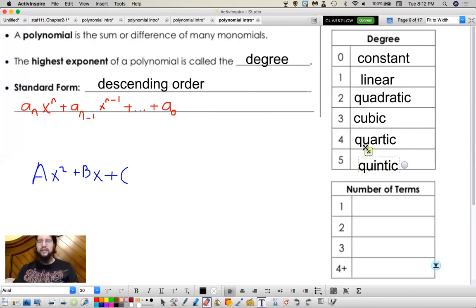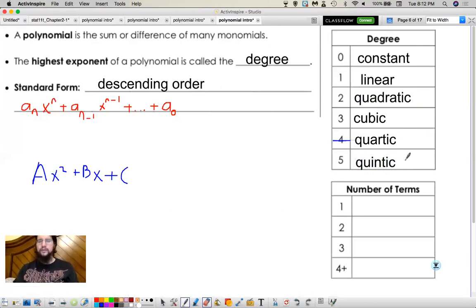I'm not too terribly worried about that. In fact, don't even worry about them. As long as you get up to cubic, we're good. So don't worry about the special names here. You can call it 4th degree, you can call it 5th degree. You can call this a 3rd degree, a 2nd degree, and a 1st degree polynomial as well. Constant, you just call it constant. But a linear could be named a 1st degree polynomial. It's not wrong. I'd take it. Now, the number of terms, you should know, a monomial is 1 term.